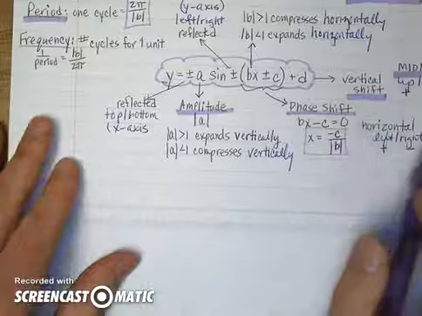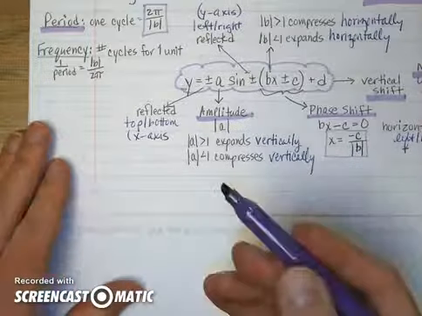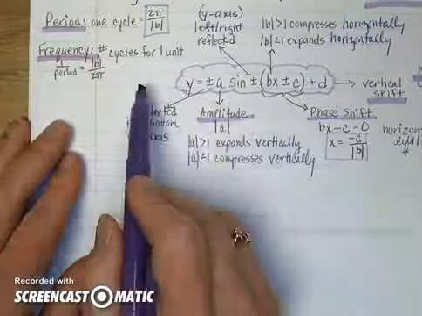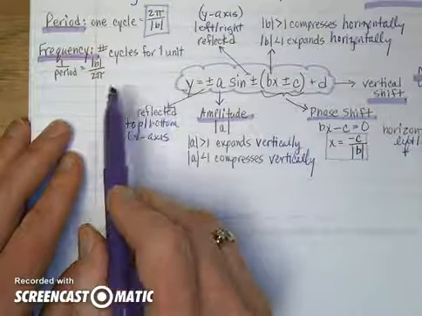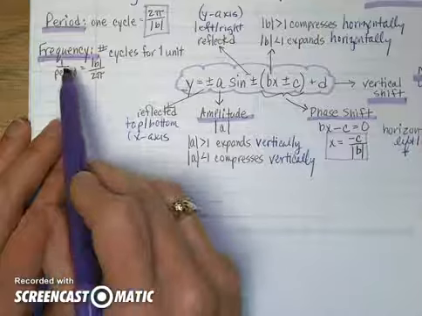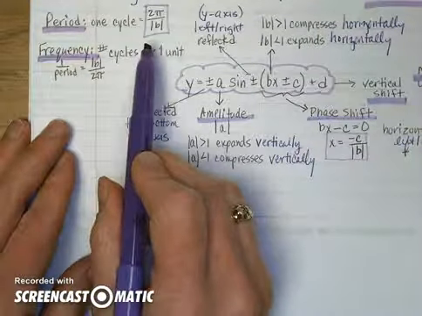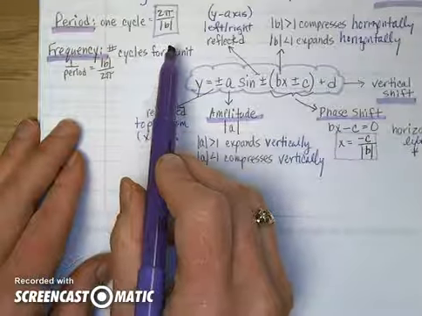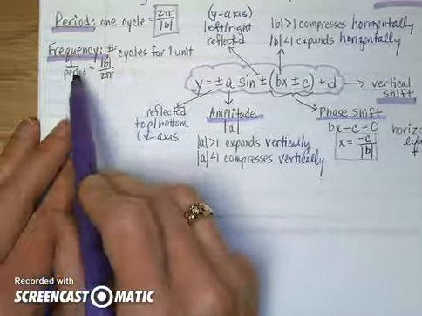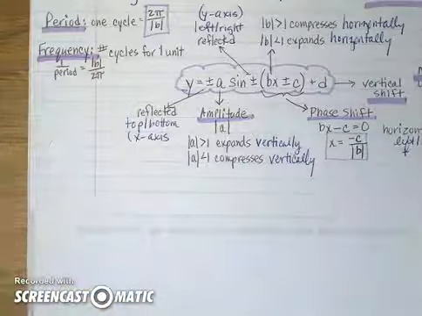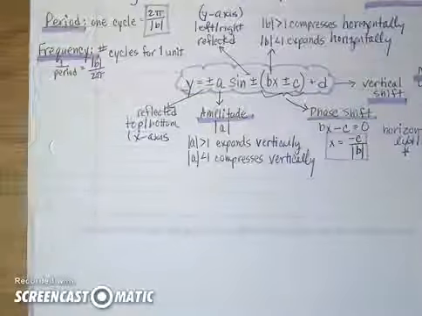Now something else I didn't talk about was the frequency. You may be asked for the frequency. The frequency is the number of cycles that you're going to have per unit. The fastest way to get the frequency is just to take the reciprocal of the period. So if the period is 2 pi, which is normal for a lot of your sine or cosine graphs, the frequency would be 1 over 2 pi. So now I would like to graph a couple examples, and we'll set these up to work.